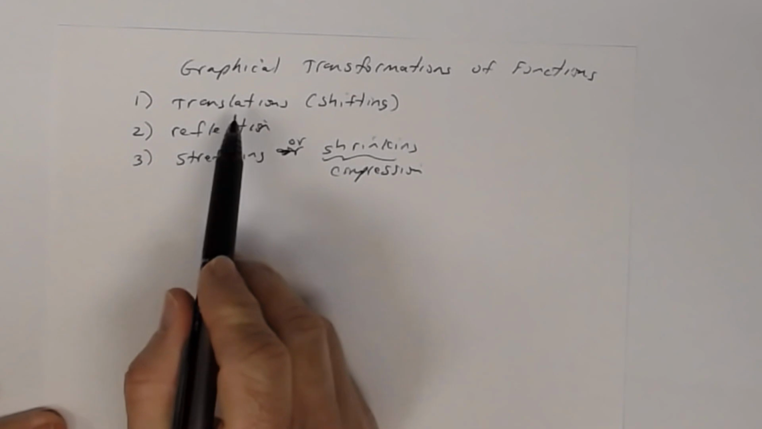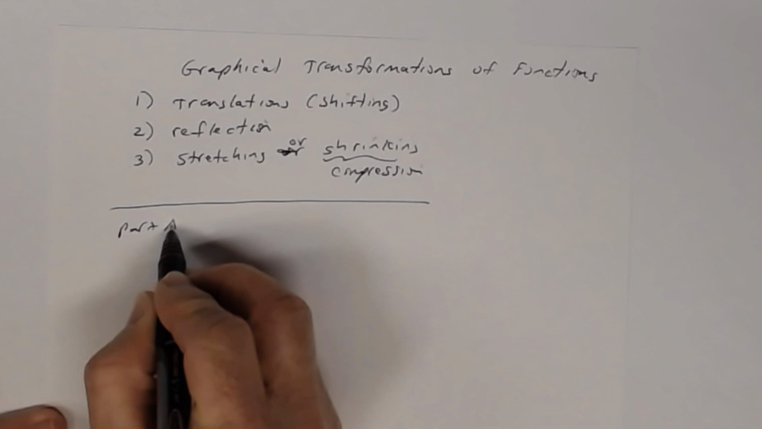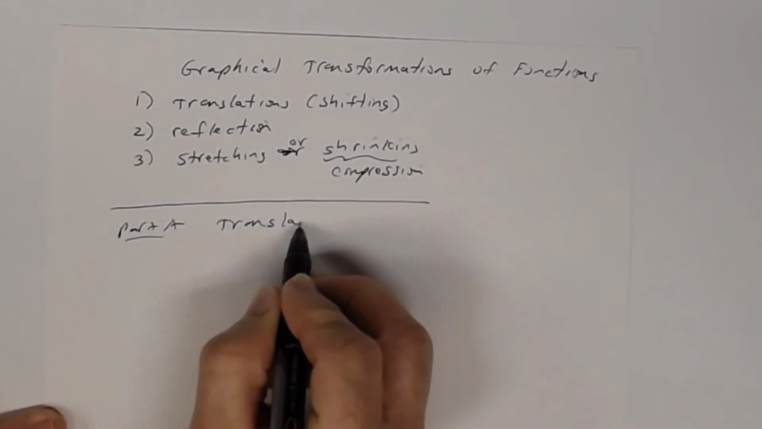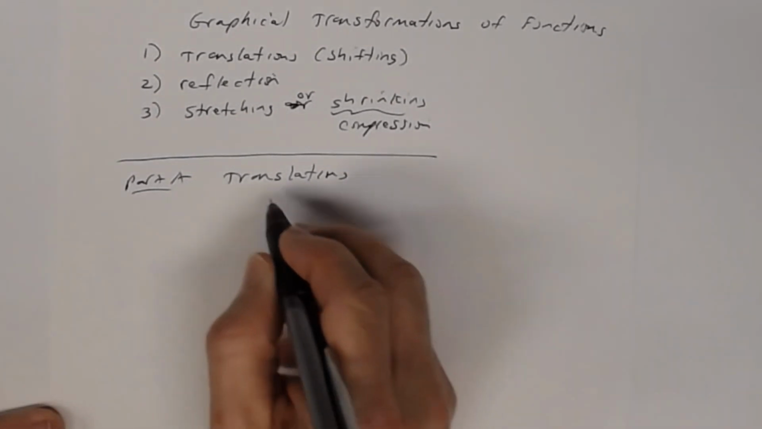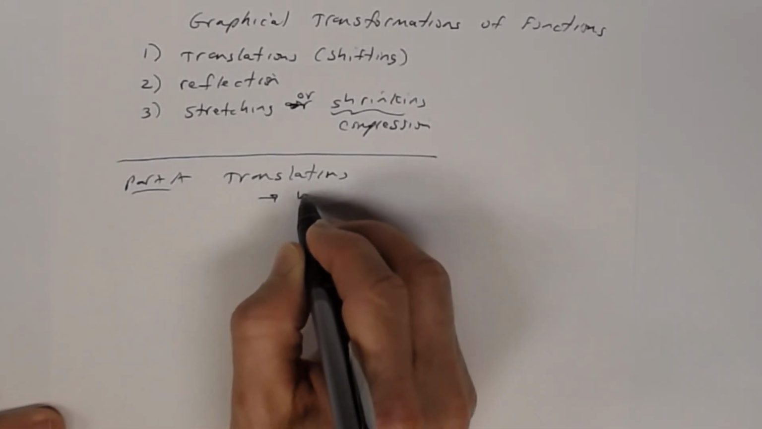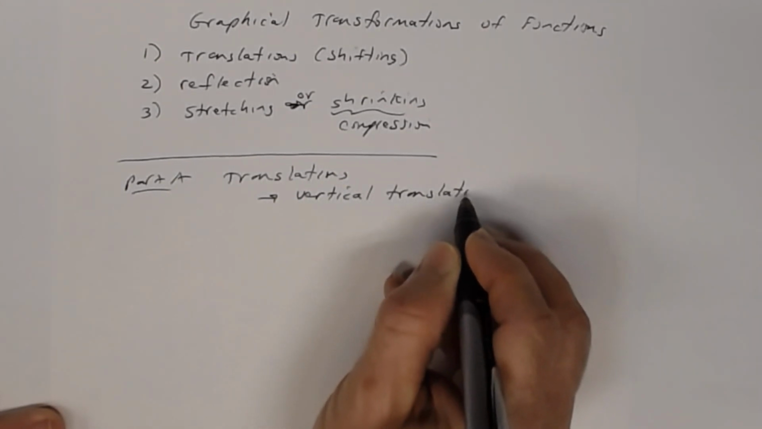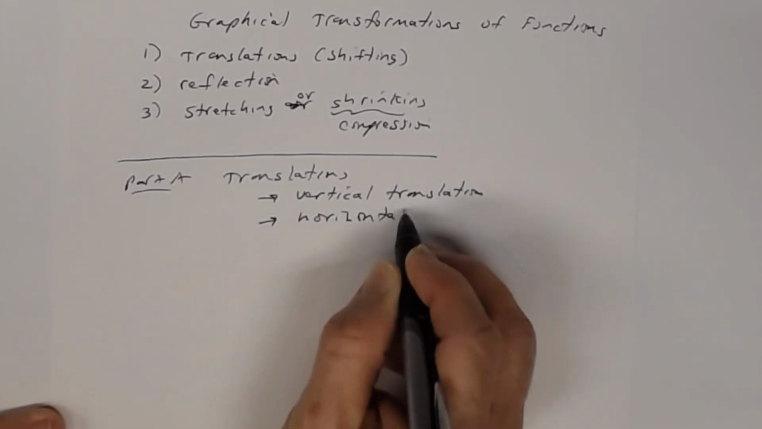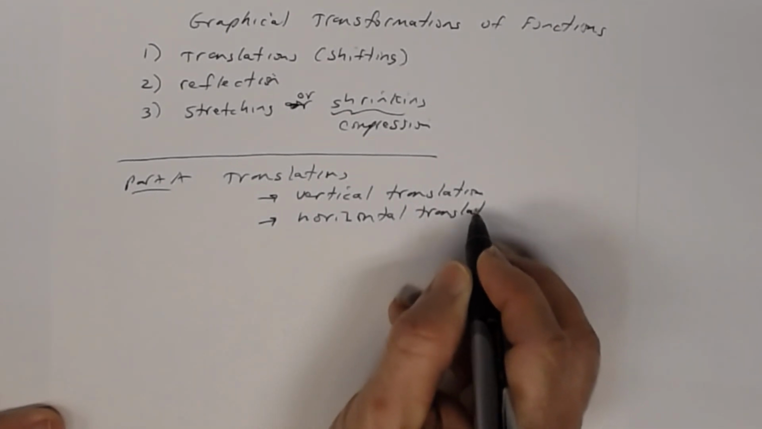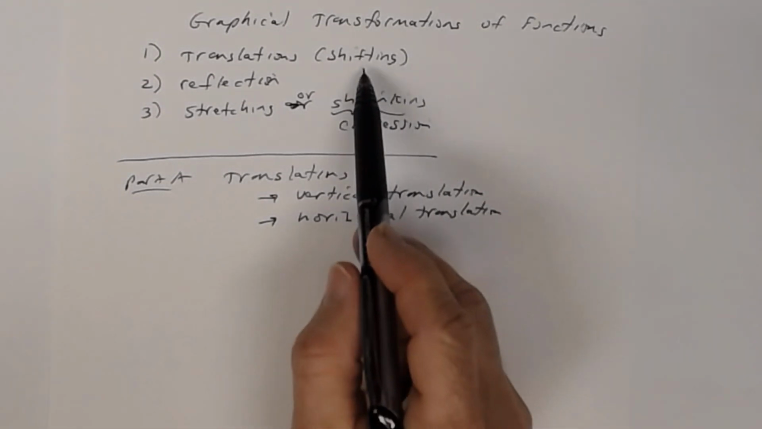So the first thing I want to do is talk about translation. So this will be the first one. So part A will be translations. And with regard to translations, there's something called vertical translation, and there's something called horizontal translation. Okay, so vertical and horizontal. And that's that shifting that we mentioned here, the word shifting.